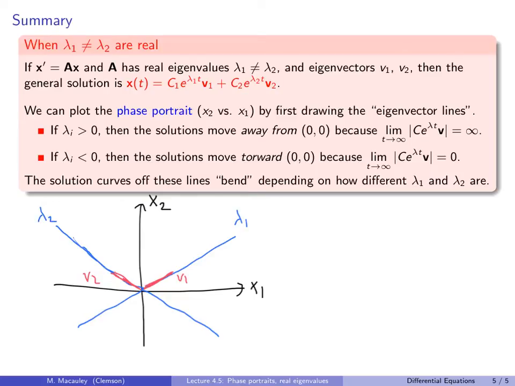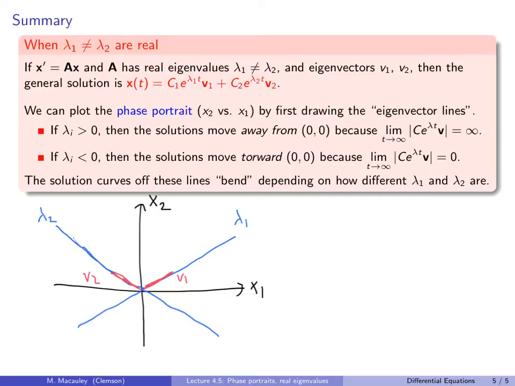Okay, so let's just fix one of these, like lambda 1. Curves that start on this line will continue on this line forever, and they're either going to dive toward the origin or they're going to move away from the origin. If lambda is positive, then the solutions move away from the origin because this limit, which is one of these terms up here, is infinite because this exponential blows up. However, if the eigenvalue is negative, then the solutions move toward the origin because this exponential goes to 0.